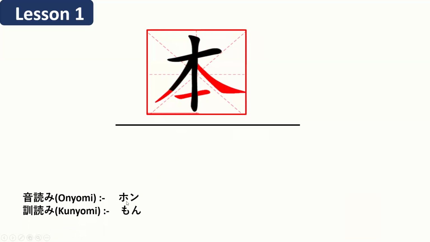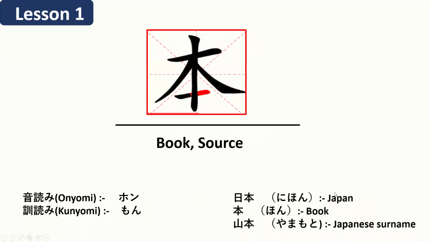Onyomi is hon. Kunyomi is mon. Book, source. For example, Nihon, Japan. Hon, book. Yamamoto is a Japanese surname.